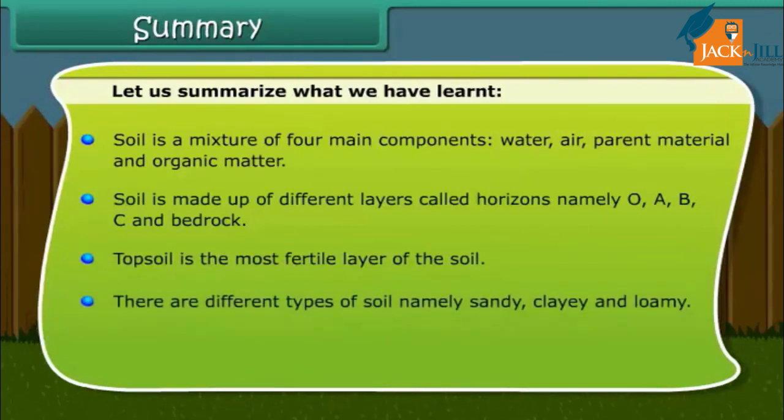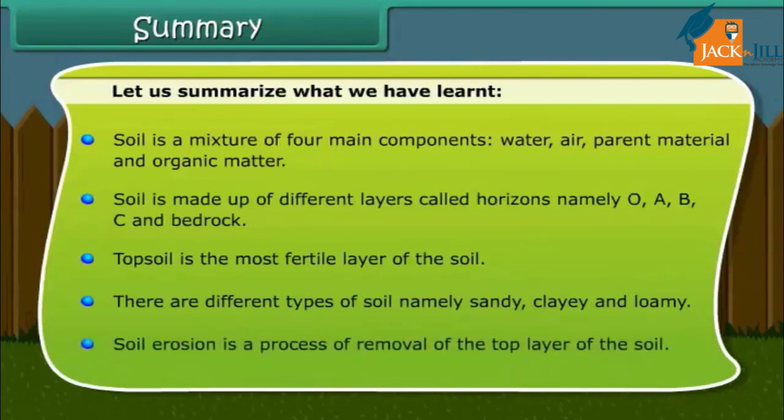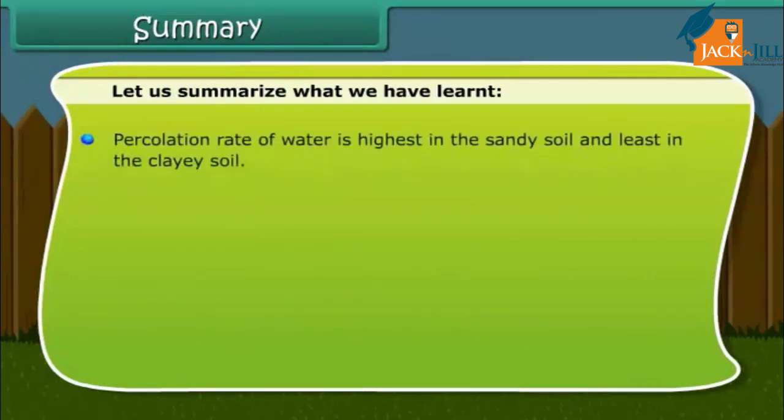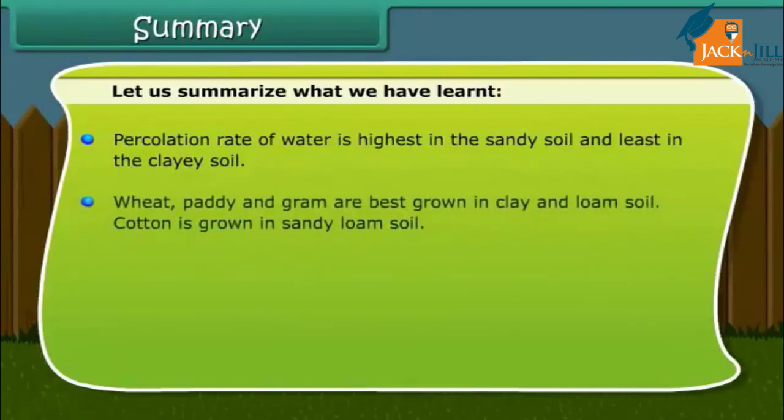There are different types of soil, namely sandy, clay, and loamy. Soil erosion is a process of removal of the top layer of the soil. Percolation rate of water is highest in sandy soil and least in clay soil. Wheat, paddy, and gram are best grown in clay and loam soil. Cotton is grown in sandy loam soil.